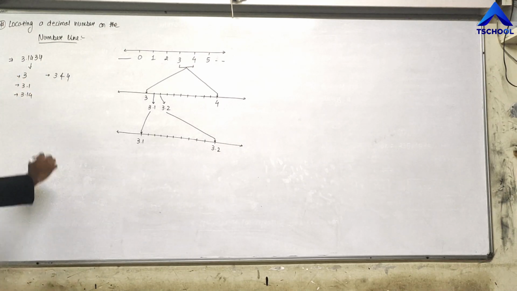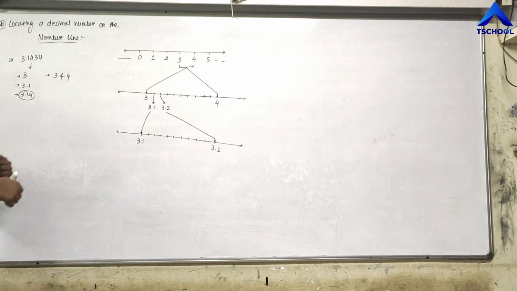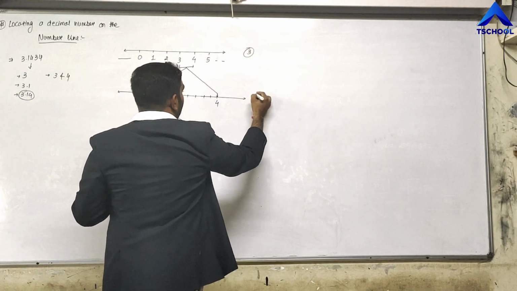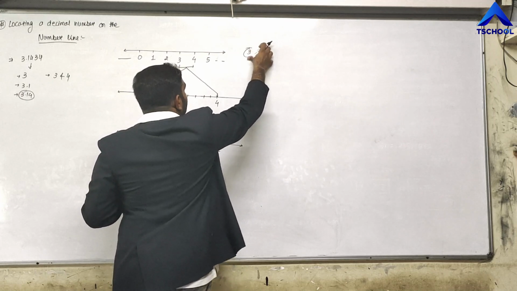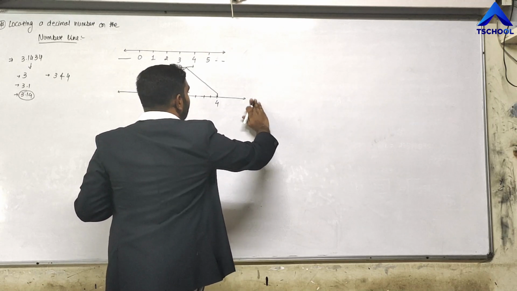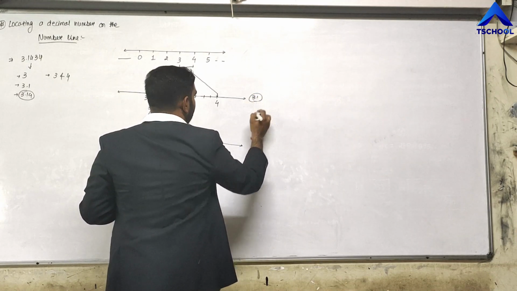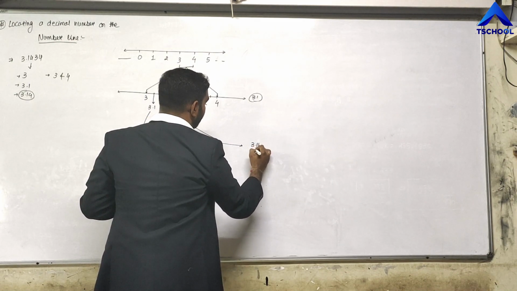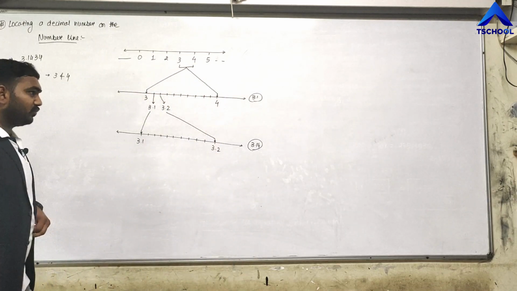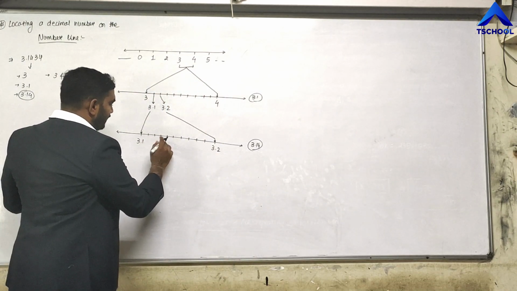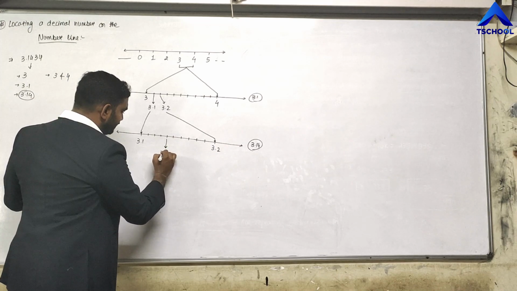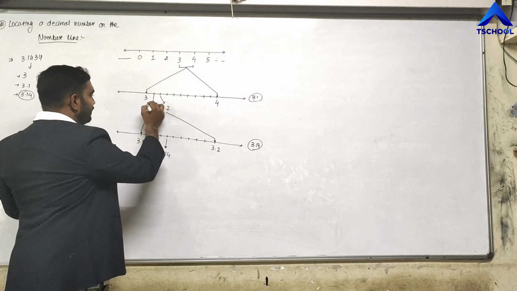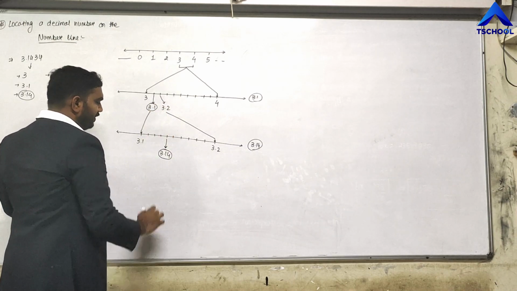Now I shall show 3.14. You are going to go point by point. So first of all, what did we do here? We located 3, then we located here 3.1. Now we are going to locate it here 3.14, right? So this is 1, 2, 3 and 4. So this one is 3.14. Is it clear, friends? See, here it is 3.1, here it is 3.14.